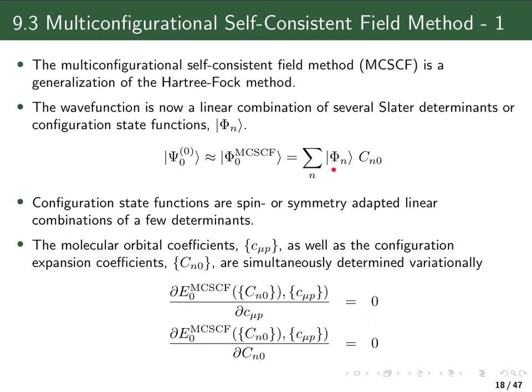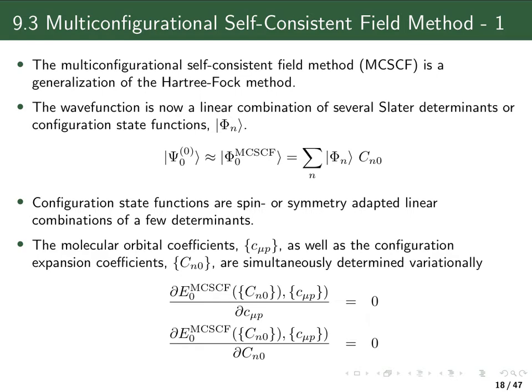Sometimes, or often, it's actually not Slater determinants but linear combinations of Slater determinants which are used, the so-called configuration state functions. A configuration state function is a symmetry or spin adapted linear combination of a few Slater determinants. Because every Slater determinant, of course, is an eigenfunction of the Z component of the total spin operator of the electrons, but it's not necessarily an eigenfunction of the S squared operator. So they do not necessarily have a proper spin.